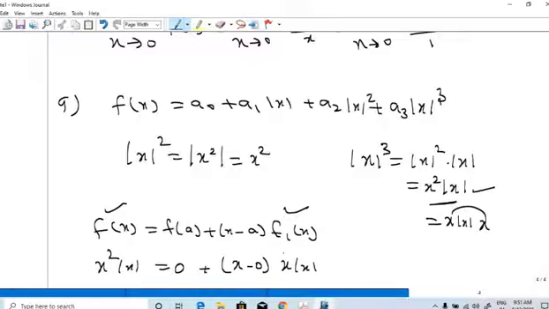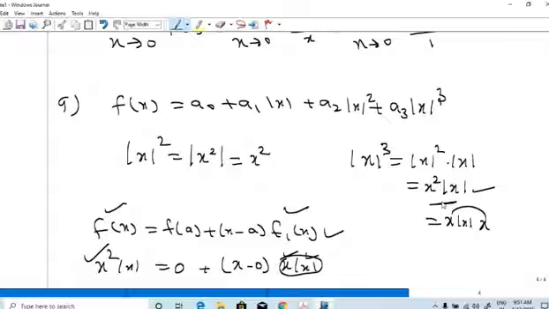So x is a continuous function, mod x is a continuous function. Therefore, the product is a continuous function, so f1 is a continuous function, and such an f1 exists. This f1 need not be differentiable. Now this function can be written in the required form. Therefore, this function x square into mod x is differentiable at the point x equal to 0.